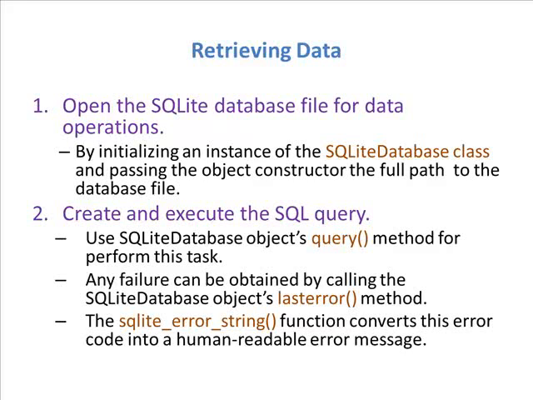Depending on whether or not the query was successful, the function returns true or false. In the event of failure, the error code corresponding to the reason for failure can be obtained by calling the SQLite database object's last error method. The SQLite error string function converts this error code into a human readable error message.